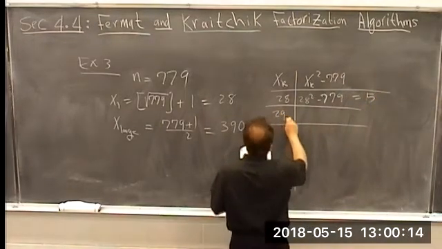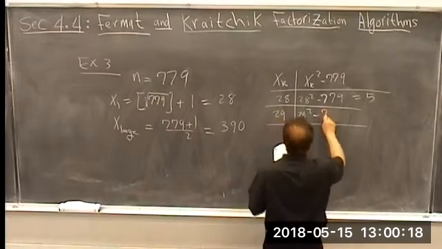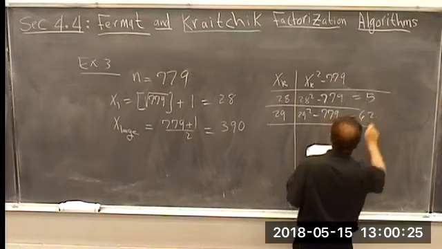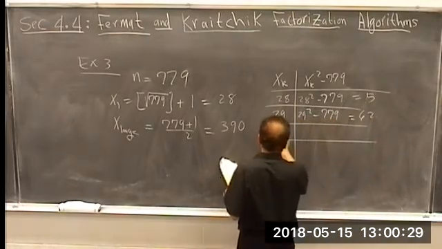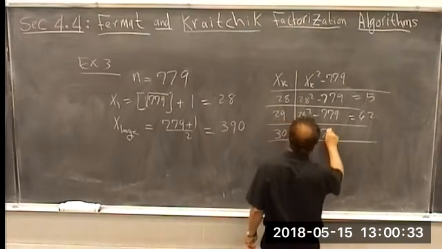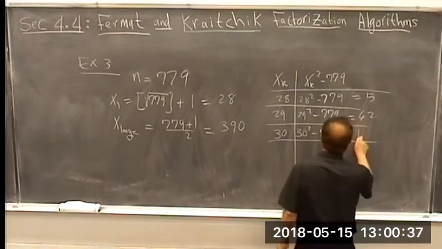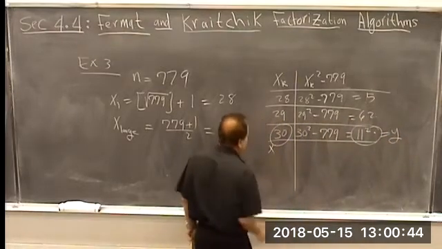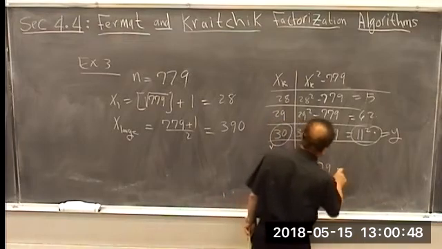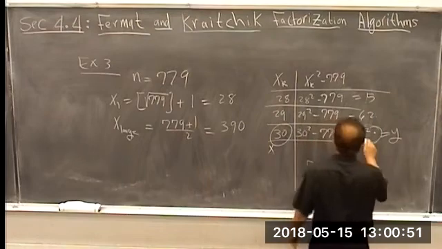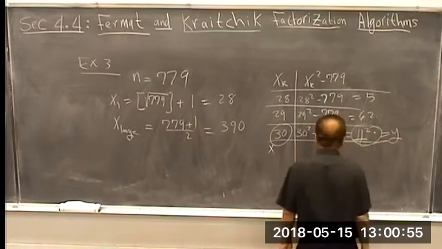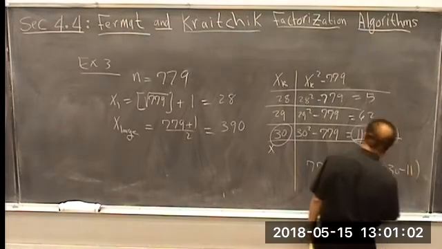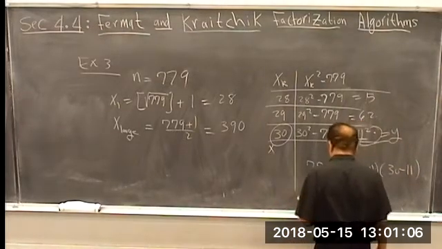Then 29 squared minus 779, and you see this is an increasing sequence, and this becomes 62. No, actually after 3 steps, and then we have 30 squared minus 779. It happens to be equal to 11 squared. All right, so this is the y, and this is the x, and then n is x plus y times x minus y. The y is actually just 11, okay? So it's going to be 30 plus 11, then 30 minus 11. That is 41 times 19.